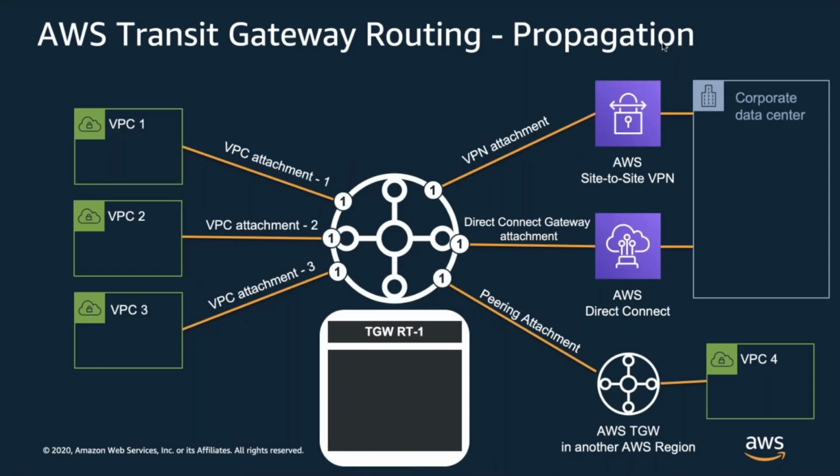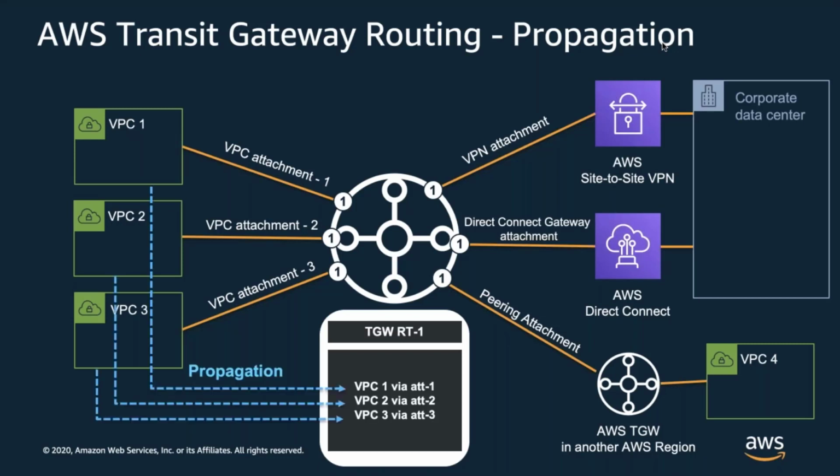There's a final concept here that I want to highlight, and that's propagation. So we talked about association, and that's which route table will be used by which attachment. Propagation is figuring out how the information in the Transit Gateway route table is actually populated. So if we're using the default route table, propagation is effectively saying which VPC CIDR ranges do we want to add into a particular route table. We could add the routes statically, but in this case, we're adding them automatically. So we're saying that VPC1 should propagate its information into route table 1. Same goes for VPC2 and VPC3.